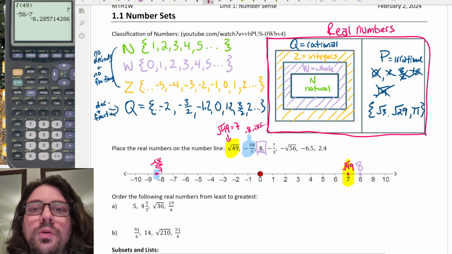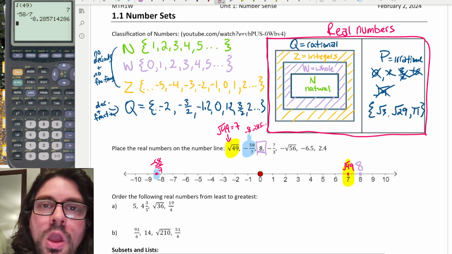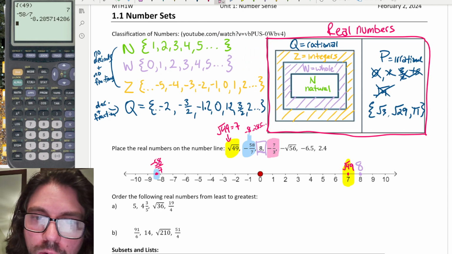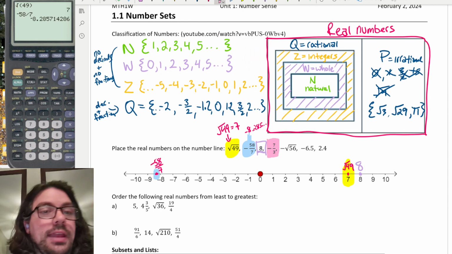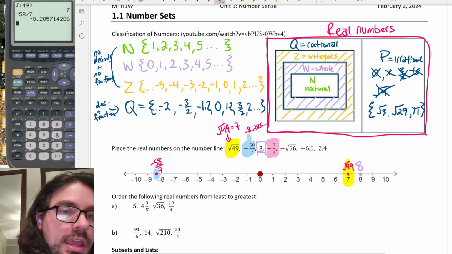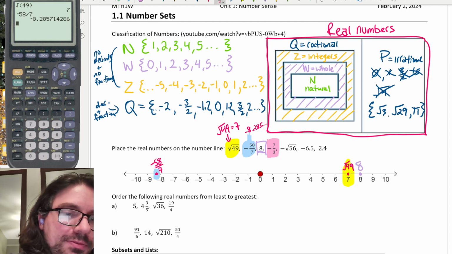All right, let's try the next one, negative 7 over 3. And now we're back to another one where I don't necessarily know off the top of my head where that should go because it's a fraction. So again, I can come to my calculator. On this calculator, if you try to use the subtraction button for negative, it'll say answer minus because it thinks you're trying to do subtraction. So you have to use the negative button right down here.